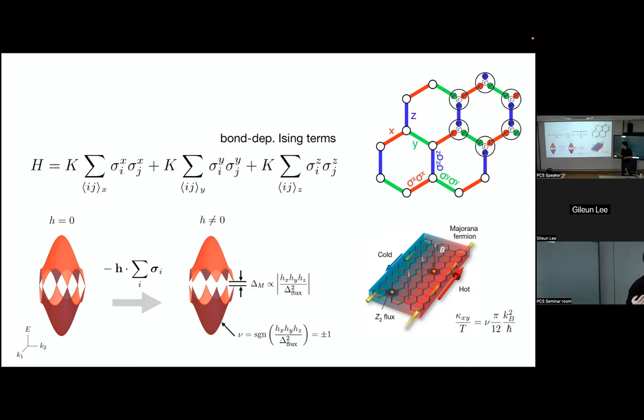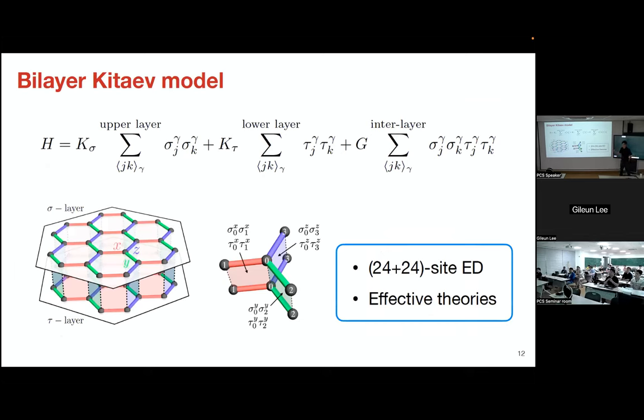So this is the overview of the Kitaev honeycomb model. Somehow there is no title on this page. I don't understand. Anyways, this was the rapid review of the Kitaev honeycomb model and Kitaev spin liquid. So let's go back to the bilayer model that I found recently.